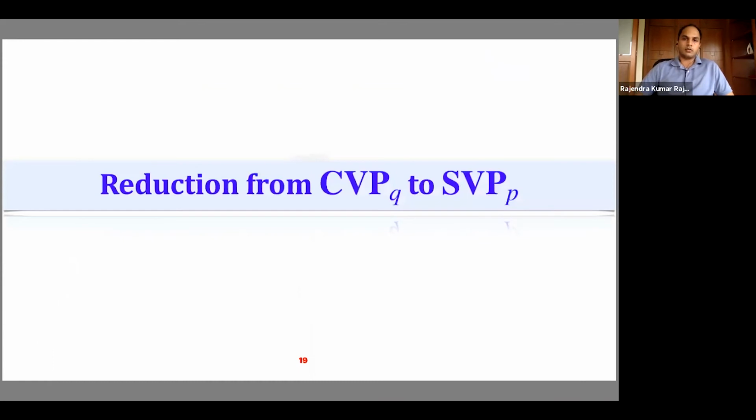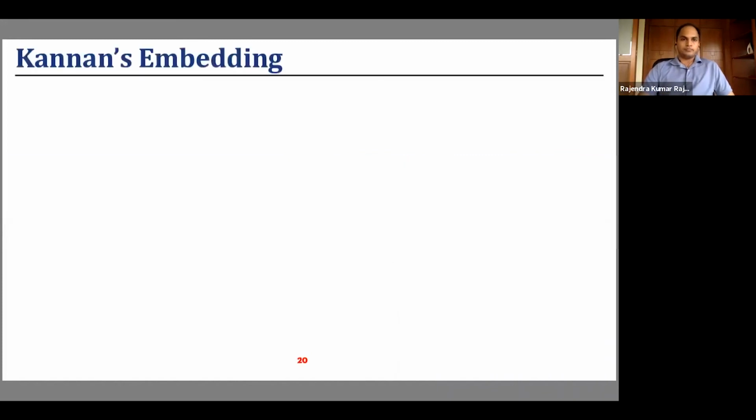Now let's talk about the reduction ideas. I will focus on one of the reductions, from CVP to SVP, from a larger norm to a smaller norm. The main idea here is condensed embedding, which is already known. Let's first talk about what condensed embedding is.